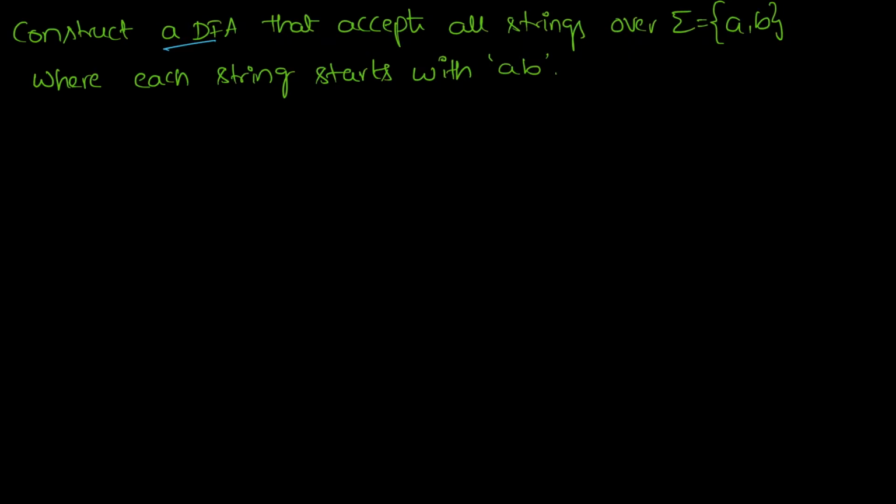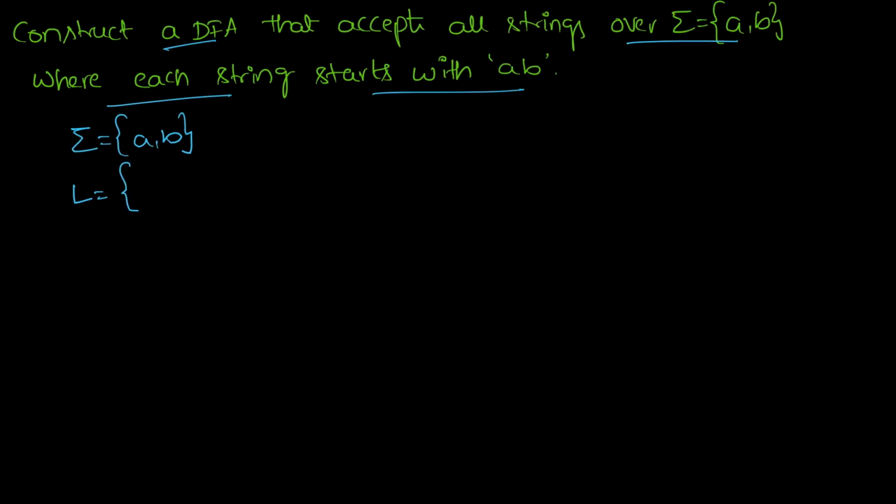Construct a minimal DFA that accepts all strings over the alphabet A, B, where each string starts with AB. Given alphabet is equal to {A, B}, and we need to draw the DFA for the strings starting with AB.